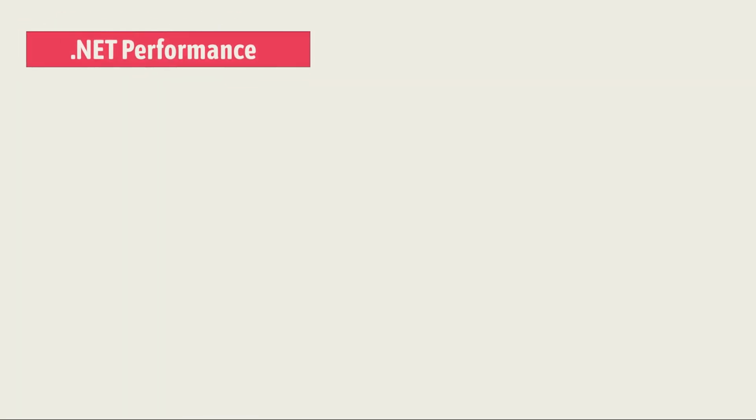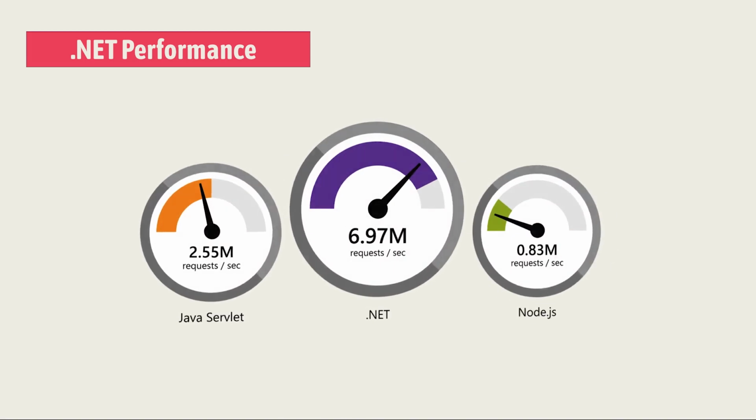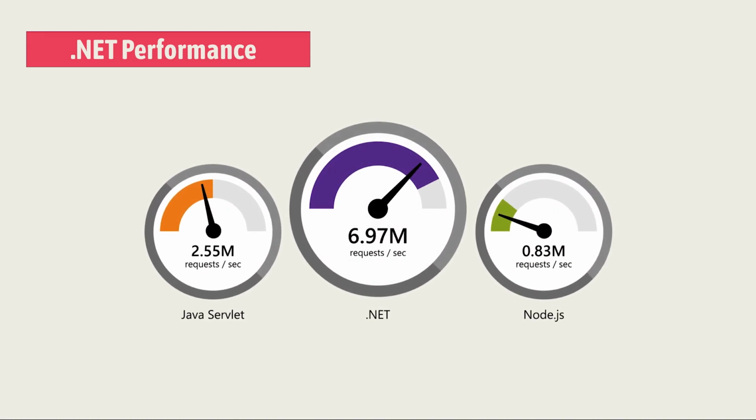One thing that I would like to mention before we end this video is the .NET Core performance, or the new .NET performance. According to Microsoft, the new .NET can handle up to almost 7 million requests per second. I did not test this myself. I just got it from the official website of Microsoft, and as you can see, this number is huge compared to the Java servlet, at almost 2.5 million requests per second, and Node.js, which is very slow compared to .NET and the Java servlet. And again, I did not test these numbers myself. I just grabbed them from the official Microsoft website.